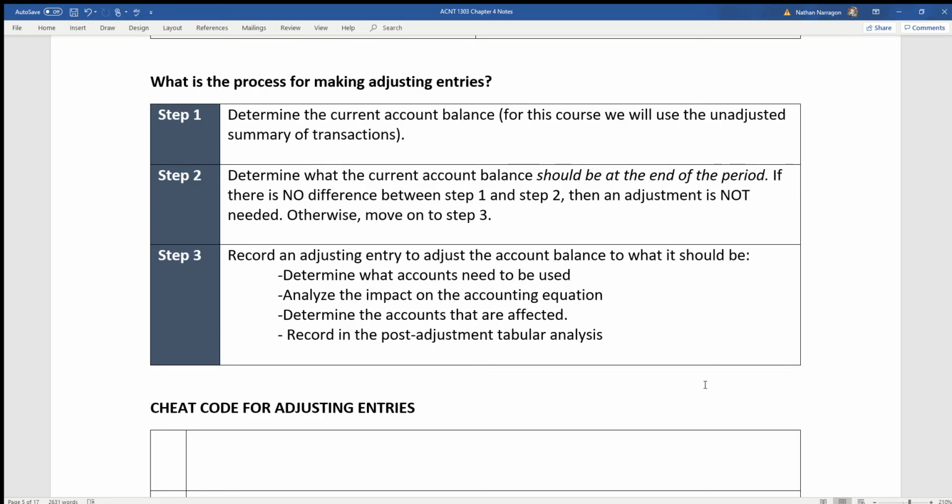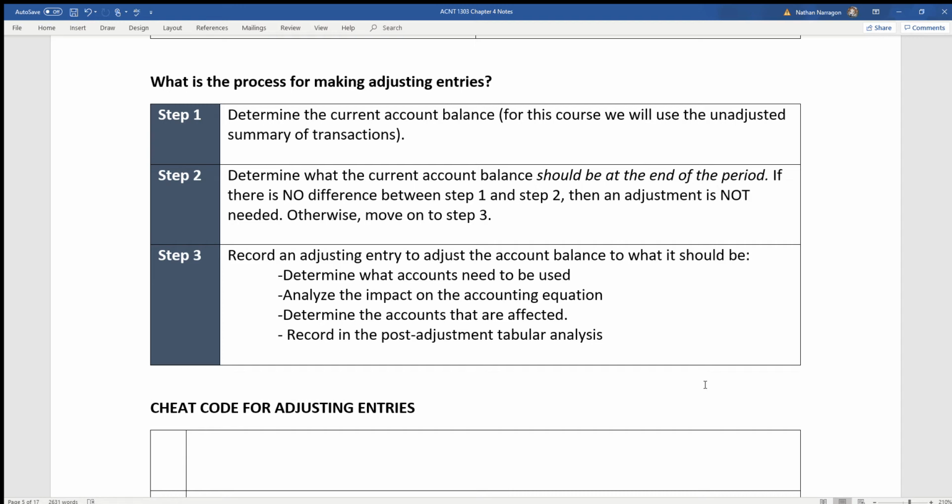Alright, so how do we make these adjusting entries? Well, we're going to use a three-step method along with using our tabular analysis, which is again our big old table. So step one, we're going to determine the current account balances.